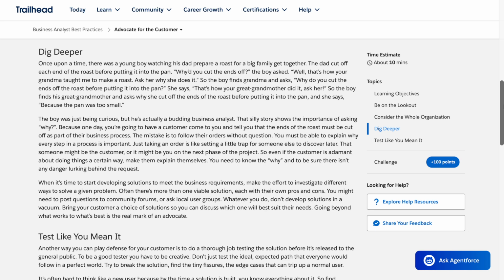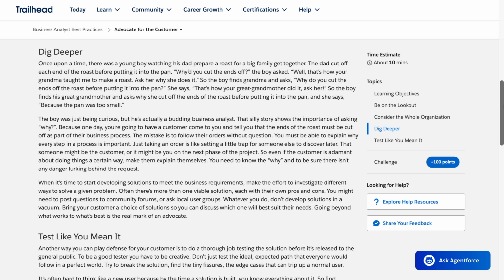Because one day, you're going to have a customer come to you and tell you that the ends of the roast must be cut off as part of their business process. The mistake is to follow their orders without question. You must be able to explain why every step in a process is important. Just taking an order is like setting a little trap for someone else to discover later. That someone might be the customer, or it might be you on the next phase of the project. So even if the customer is adamant about doing things a certain way, make them explain themselves. You need to know the why and to be sure there isn't any danger lurking behind the request.